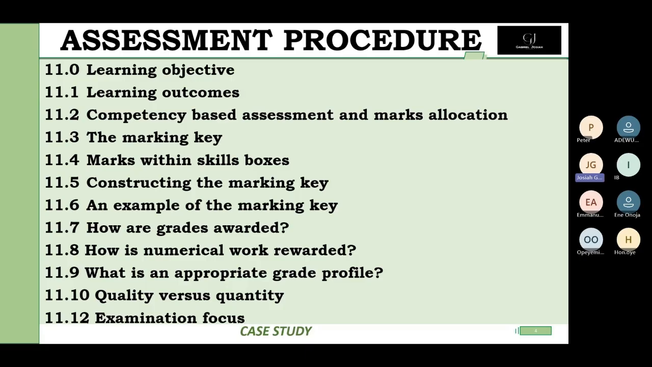If you just make calculations, they are just 8 marks, no matter the calculations requirement 1 and 2. So without your writing, you cannot pass case study with just calculations. So it's a paper-based, it's a report writing paper. So you have to understand that. The 4th unit will be looking at marks within skill boxes. What are the skill boxes you need to display or write on? The 5th unit will be looking at constructing the marking key. How do you construct that marking key in the 3rd unit?